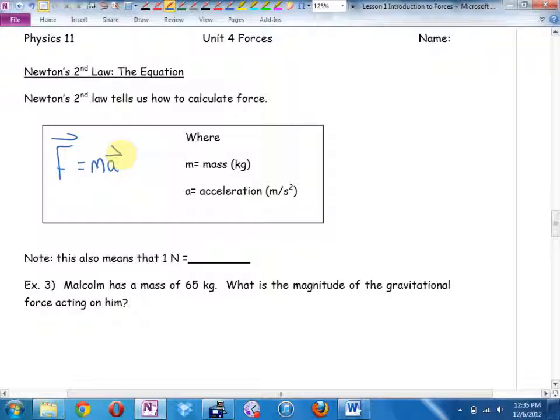Which are the two vector components? Force and acceleration, which means whatever direction you're accelerating in, that's which direction the net unbalanced force must be. Doesn't mean there's not forces in a different direction. It just means when you add them all up, the unbalanced net force is in the same direction as the acceleration.